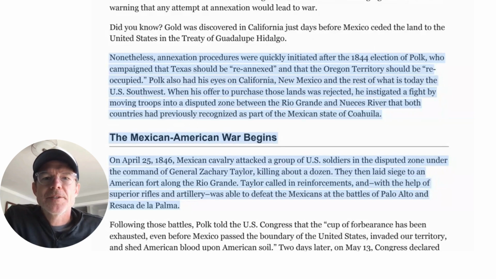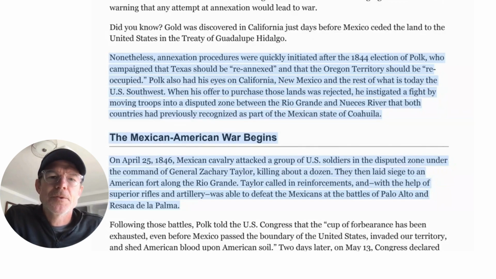When his offer to purchase those lands was rejected, he instigated a fight by moving troops into a disputed zone between the Rio Grande and the Nueces River that both countries had previously recognized as part of the Mexican state of Coahuila. On April 25, 1846, Mexican cavalry attacked a group of U.S. soldiers in the disputed zone under the command of General Zachary Taylor, killing about a dozen. They then laid siege to an American fort along the Rio Grande.